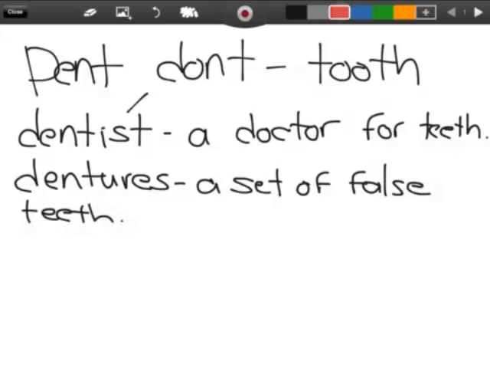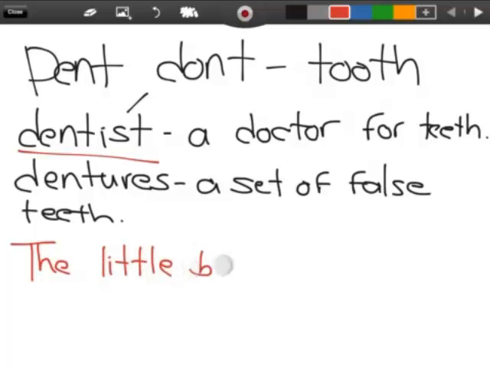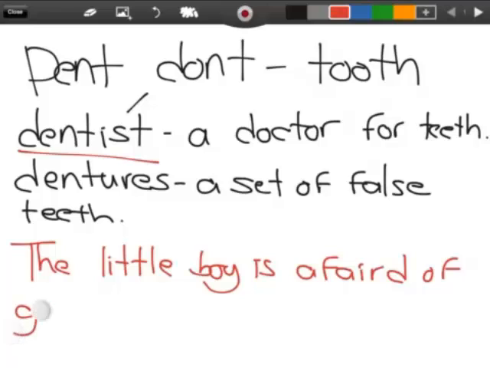I'm going to go ahead and use this in a sentence. I'm going to say, the little boy is afraid of going to the dentist.